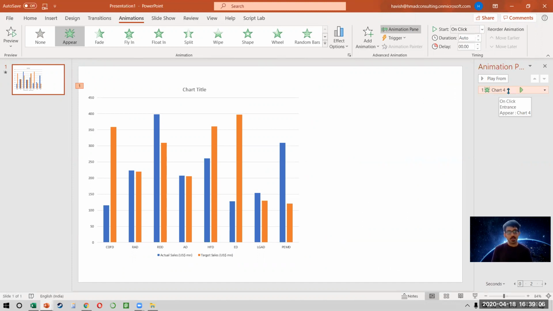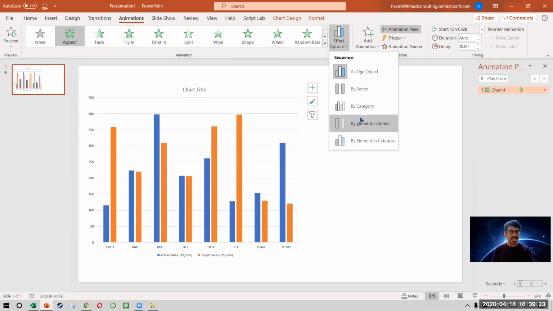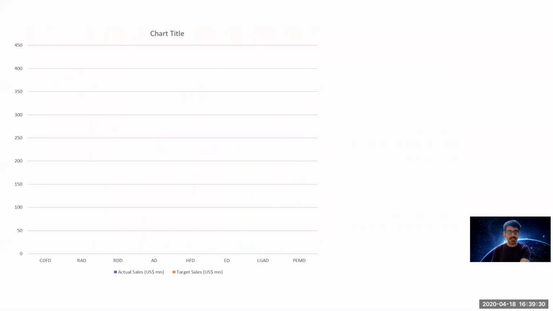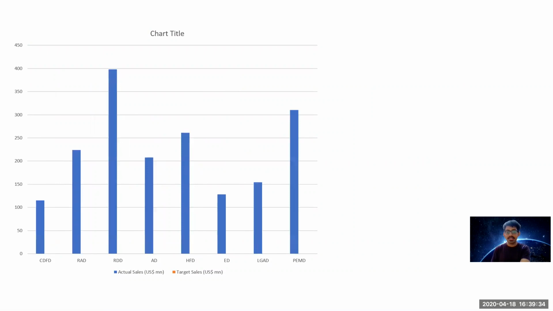But what's the point? You don't want the entire chart to appear at the same time, right? Because there are different departments and there is a target value, there's a sales value. You want all of them to come in a controlled manner, not all of it at the same time. So now we click on effect options, and there are lots of options here. So we have series, category, element in series, and element in category. If I select series, then you see what happens. Now I can press the next button, and then one by one, I can show my entire grid. Then I show my actual, and then I show my target like this.